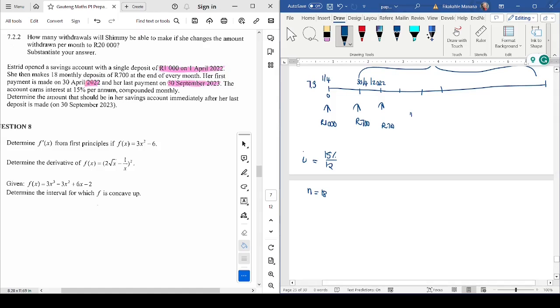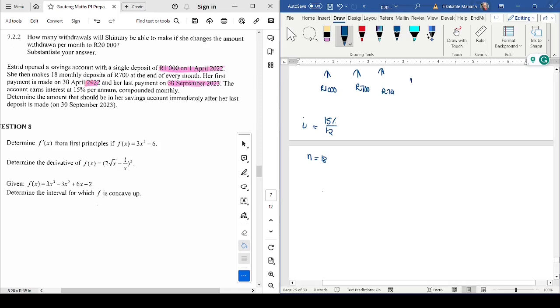Then we're going to use the future value formula because she is investing now to get the money sometime in the future. Okay, so we're going to use our future value annuity formula to deal with these 700 Rands. The 1,000 is not done on a recurring basis, so therefore we're just going to use the normal compound formula because it is just a lump sum. So that is where we're going to start. But the 700s, they are done on a regular basis every month. So we're going to have to employ the annuity formula, future value annuity formula.